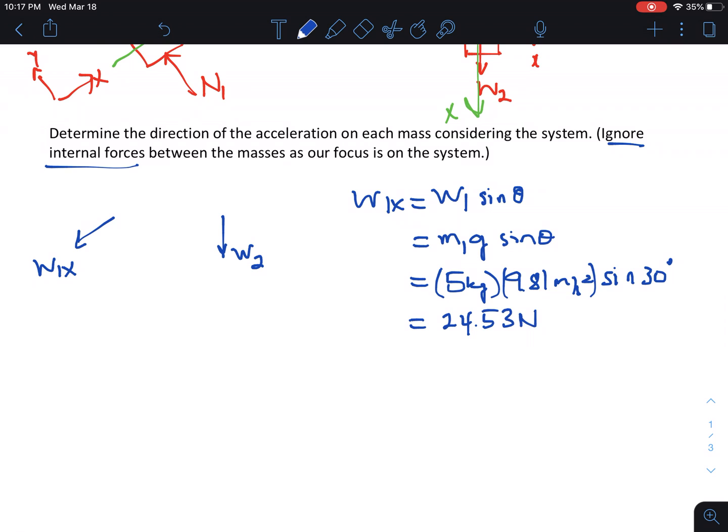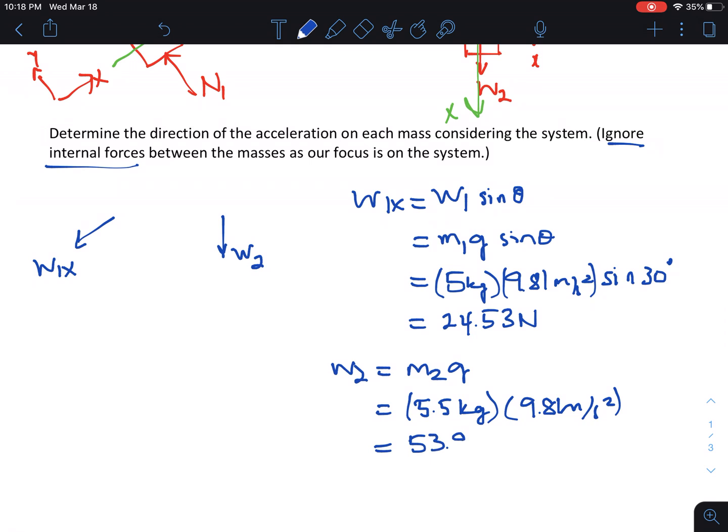53 newtons. Okay, and W2, let's just find that out as well, is simply M2G. M2 is 5.5 kilograms times 9.81 meters per second squared, and that gives us 53.96 newtons. So it looks like W2 is much bigger than W1x, but again, it still doesn't necessarily mean W2 is the direction of the motion, because we have friction.